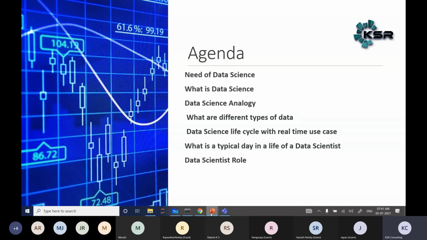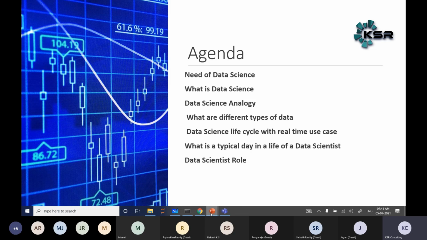Every course, be it Java, Python, data science, or Power BI, every tool or technology should have a specific definition. So here also we are learning data science. What is the definition of data science?